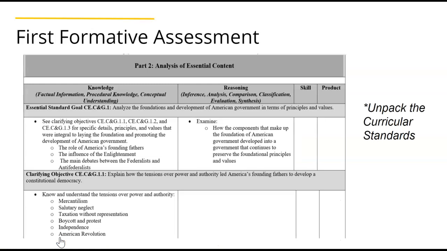So their first formative assessment again was unpacking the curricular standards. This is what a final product would look like. They take the content, they have to take all the standards and really analyze whether it's knowledge or reasoning or a skill or a product that is being asked, because once they understand the standards for their grade level, they're much easier to put into learning outcomes. So I would have them turn this in and I would give them feedback on this particular formative assessment.